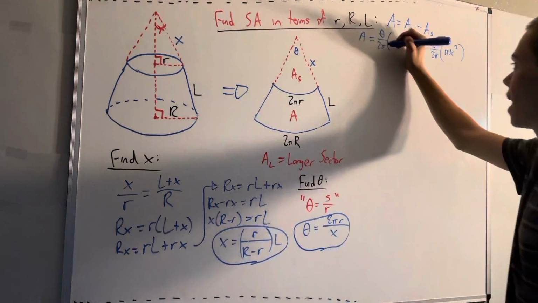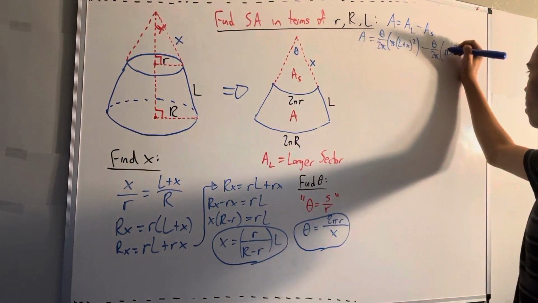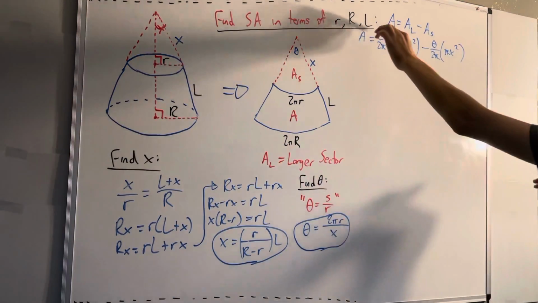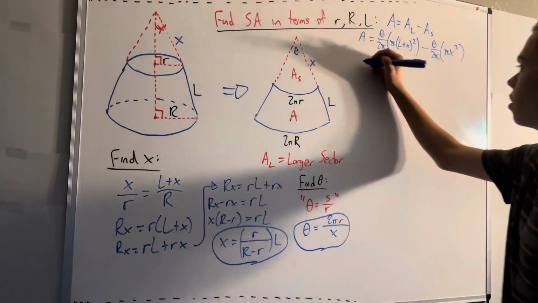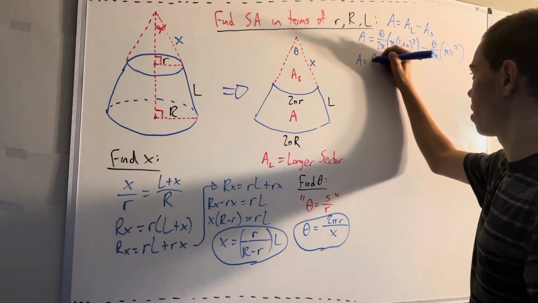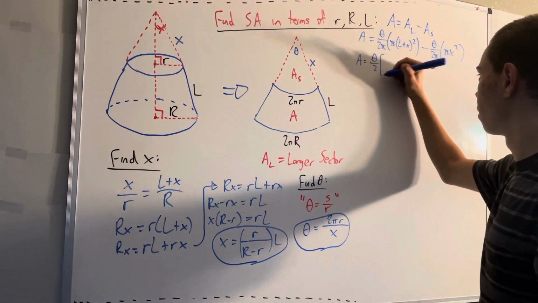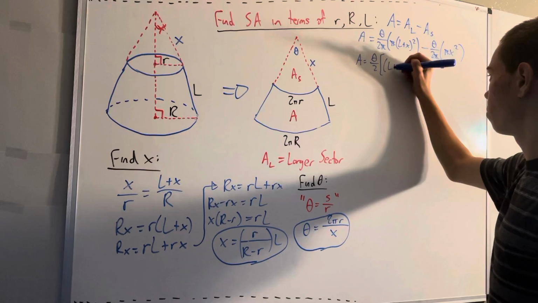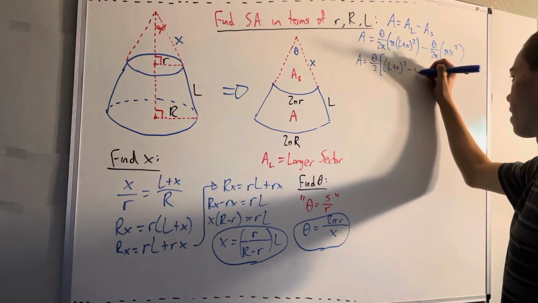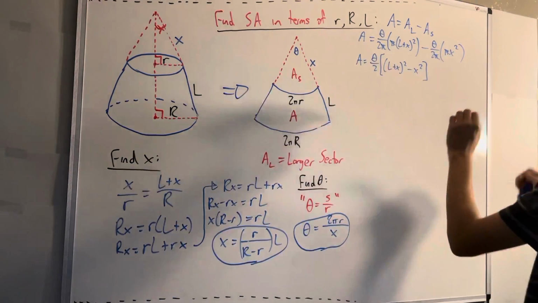And notice how pi will actually cancel out in both of these places. And we can factor out theta over 2 from both of them. So that's what we're going to do. We factor out theta over 2, and we're going to get L plus X squared minus X squared, because that's what we get when we factor out theta over 2.